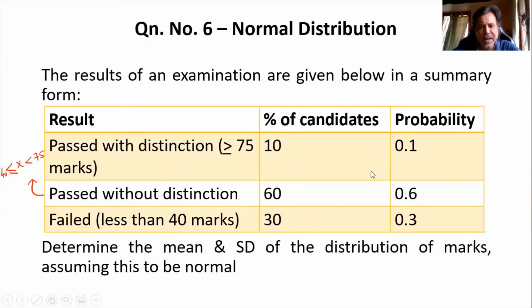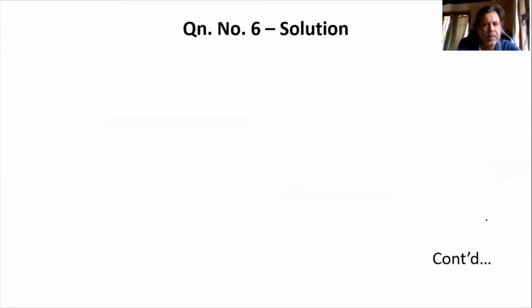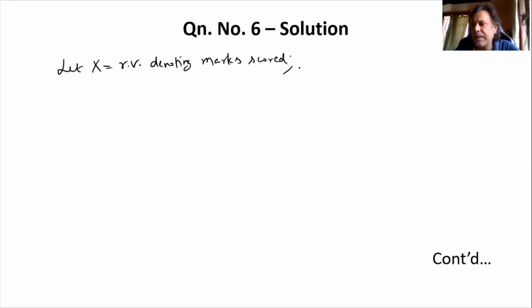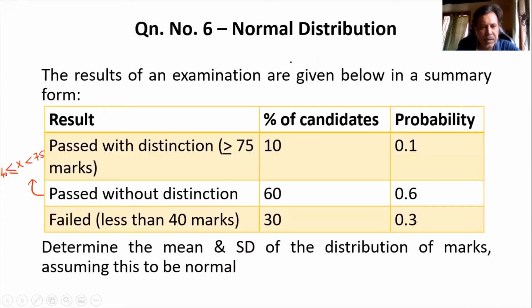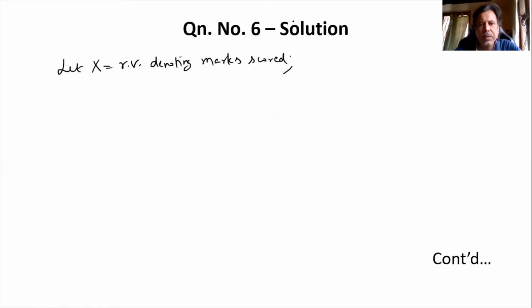So they gave us the percentage of candidates in terms of probability. The question is to find the mean and standard deviation of the marks with these details. Let capital X equal the random variable denoting marks scored. It is said in the question that we assume this to be normal, that means it is following a normal distribution. So X follows normal with mean mu and variance sigma square. We are supposed to find the mean and the standard deviation.